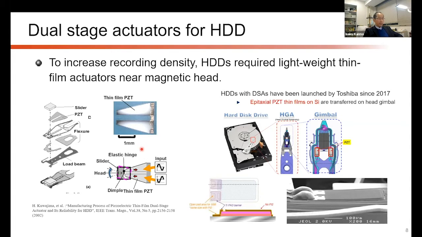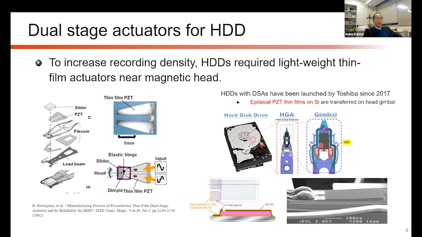Another important requirement is linear motion. In this case, the PZT thin film is an epitaxial PZT thin film. The reason for the epitaxial thin film is not for a large piezoelectric coefficient, but for linear actuation. Nanoscale positioning is required, so the epitaxial PZT thin film is the most suitable material for dual stage actuators. In 2017, Toshiba installed this type of thin film dual stage actuator. The size of the piezoelectric actuator is much smaller than the first generation, the prototype of the thin film actuator.